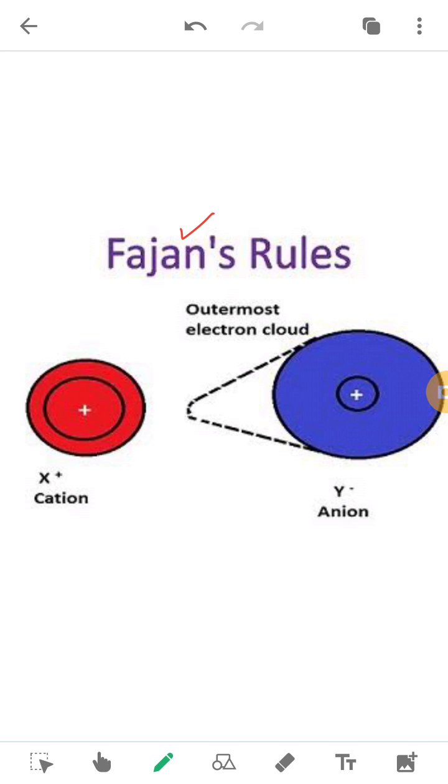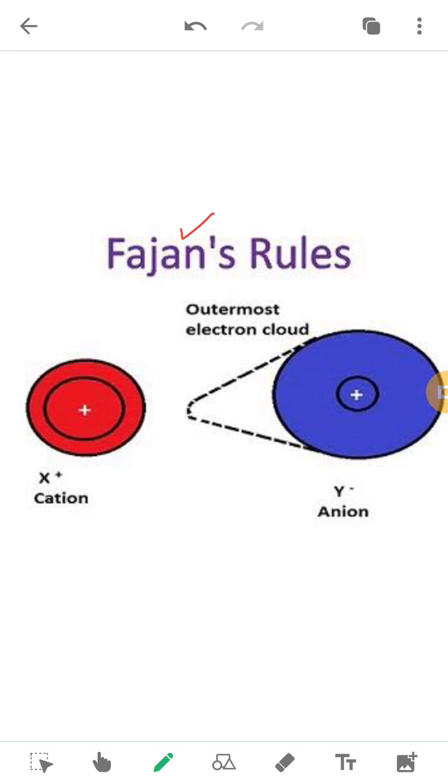Another thing you have to be very clear about is the anionic radii. If we compare an anion with a neutral atom, anions are the ones where you have extra electrons. For example, Cl is a neutral atom with 17 protons and 17 electrons. So in that case, 17 protons are holding 17 electrons. But in the case of the Cl- ion, the number of protons is 17, but the number of electrons has increased to 18.